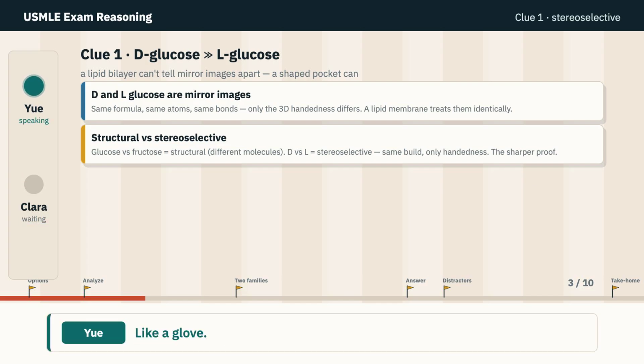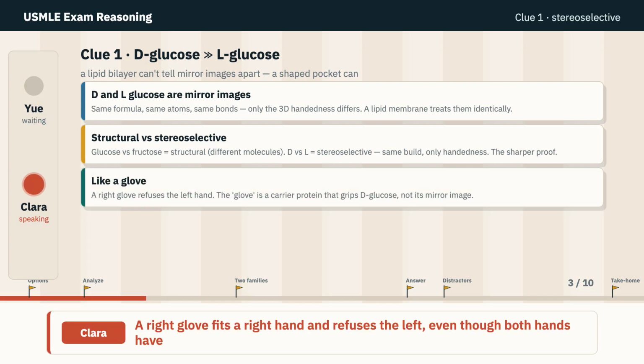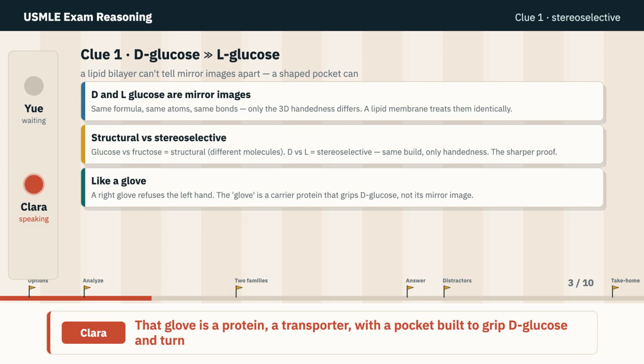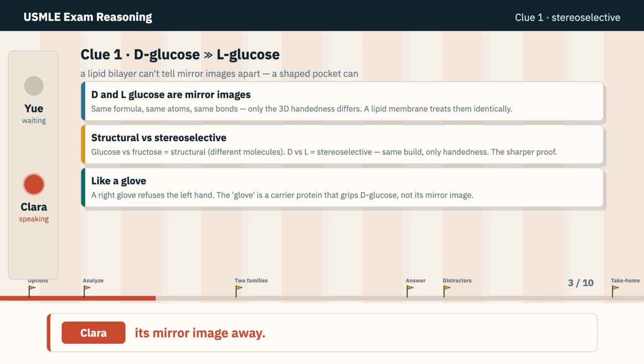Like a glove. Exactly like a glove. A right glove fits a right hand and refuses the left, even though both hands have all the same parts. That glove is a protein, a transporter, with a pocket built to grip D-glucose and turn its mirror image away. So clue 1, all by itself, says carrier-mediated. Stereoselectivity means a protein is doing the work.